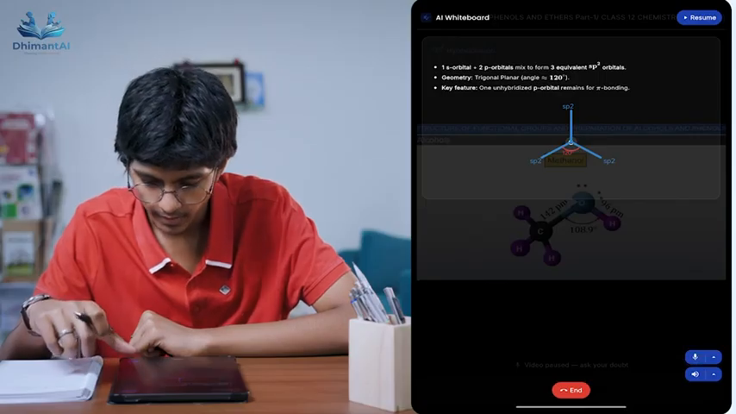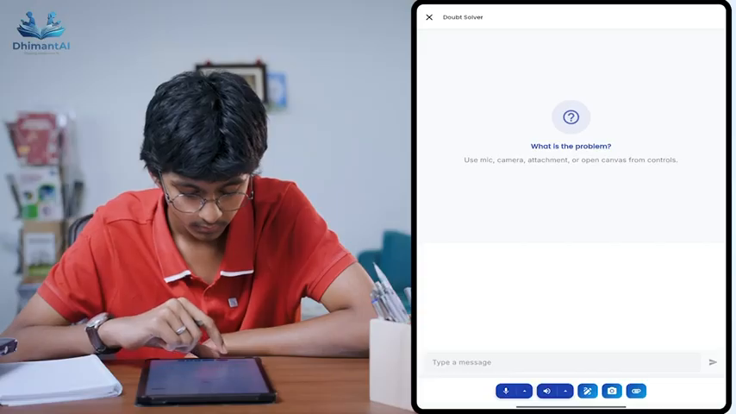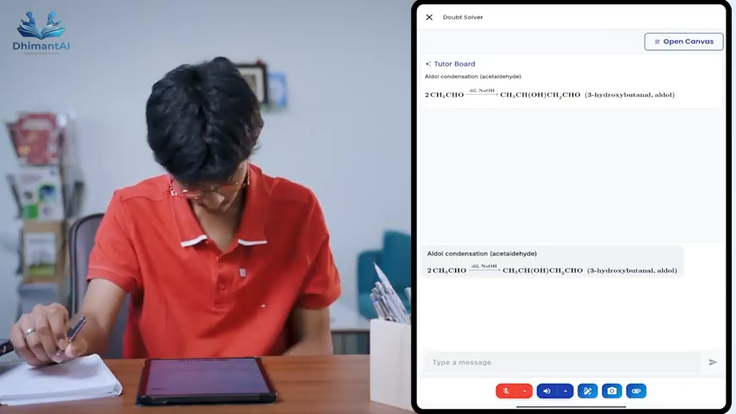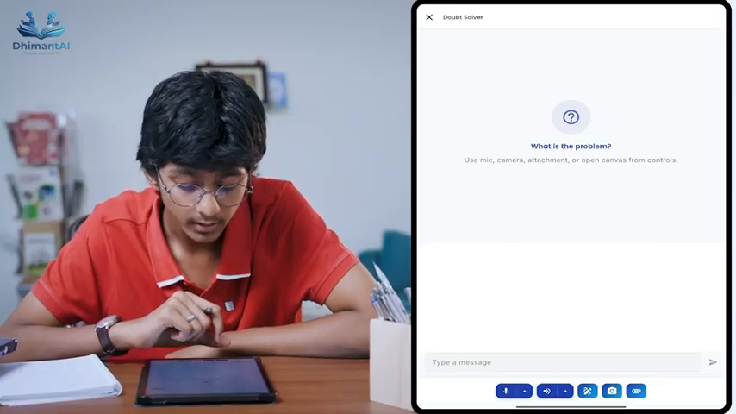Whenever he has a doubt, he opens doubt mode, where Dhimant patiently answers his questions and clears his confusion step by step.